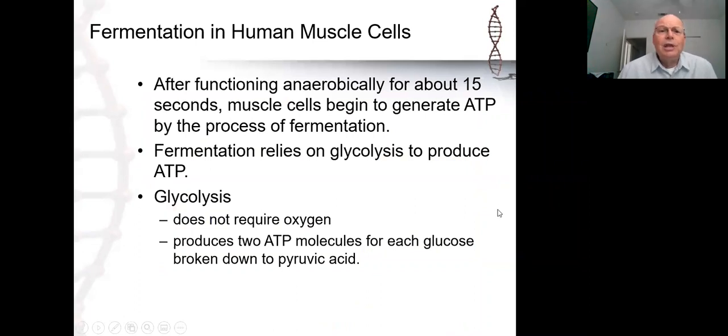So let's take a look at the two different types of fermentation. And the whole point of saying that fermentation in muscle cells is temporary is just the simple recognition that most muscles, particularly the big muscles of the legs and the arms and your heart, can really only function anaerobically for about 15 seconds before things start to go wrong.